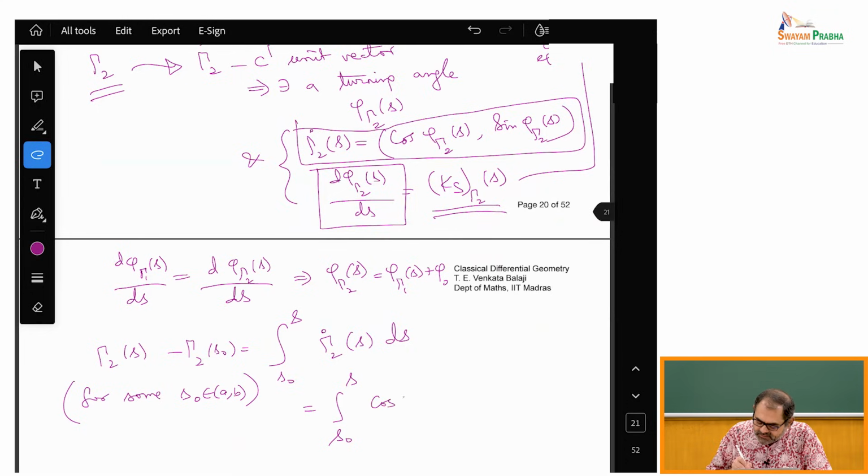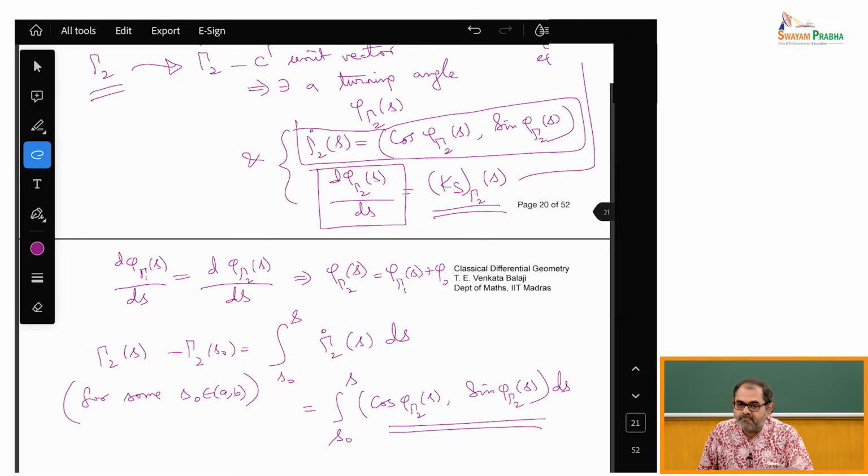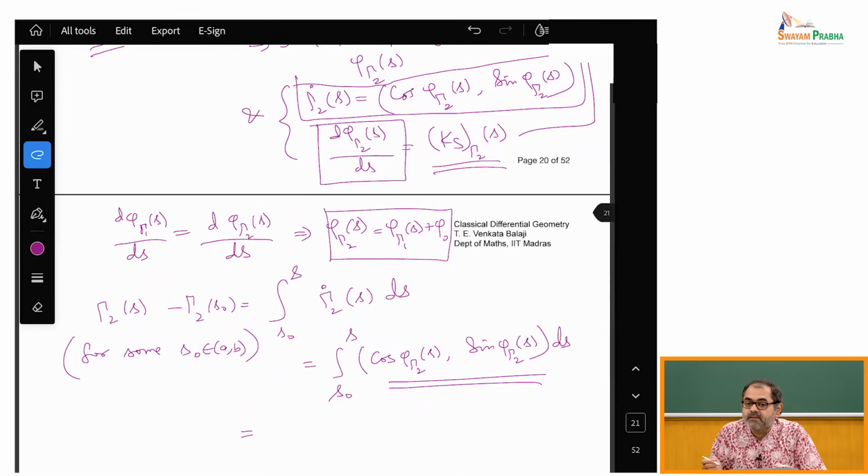So I will get the integral of (cos phi gamma 2 of s, sin phi gamma 2 of s) ds. Okay, so you see I am integrating a vector, and what it means is that you integrate every component, right? So this is the same as, you see, but you also use this fact that phi gamma 2 of s is phi gamma 1 of s plus phi naught, because that comes from the fact that the signed curvatures are the same.